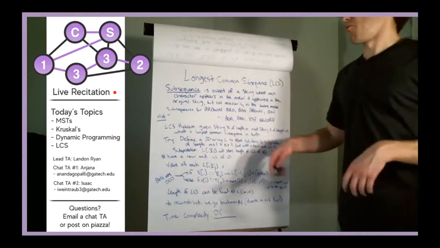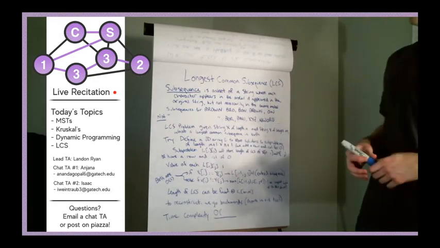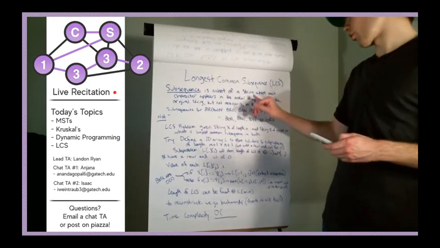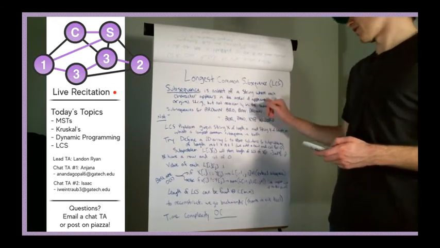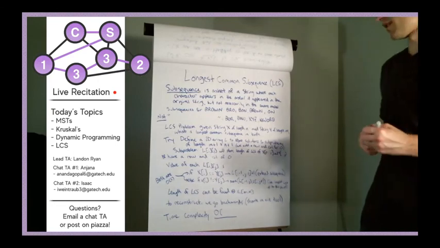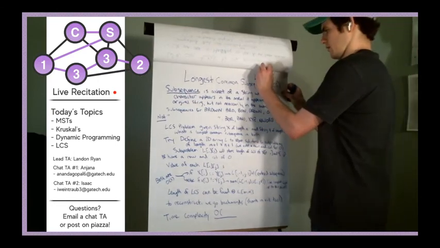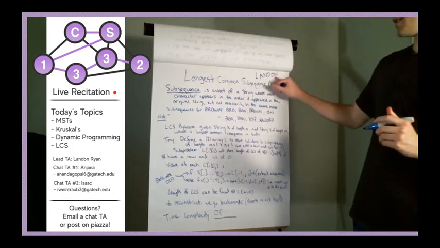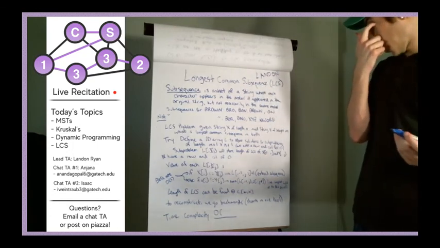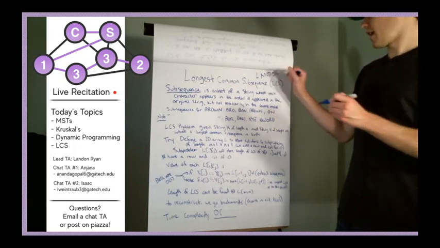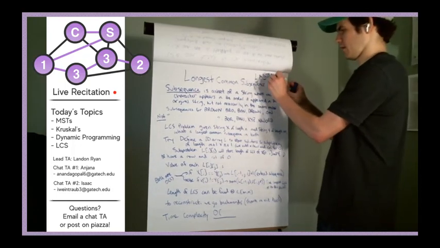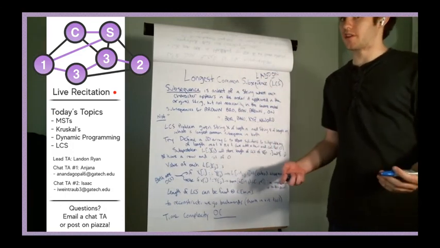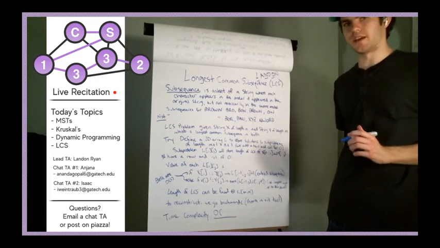Cool. So now let's get into what this algorithm is. A subsequence is a subset of a string where each character appears in the order it appeared in the original string, but not necessarily contiguously, right? So for my name over here, Landon, LANDON would definitely be a subsequence. So would LAN. So would LNO, right? Because L, N, and O are all characters in the string, and they appear in the same order that they do in the word itself.